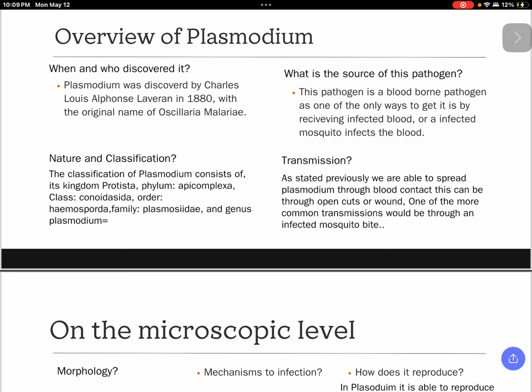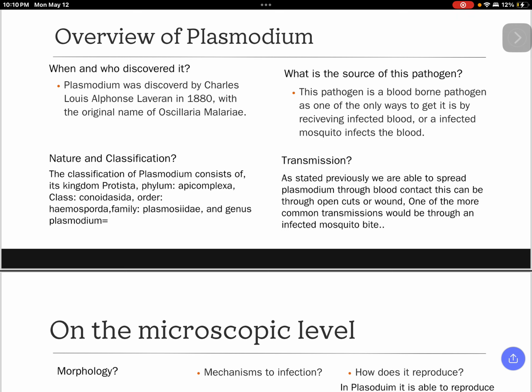The nature and classification. The classification of Plasmodium consists of its kingdom, Protista, phylum Apicomplexa, class Conoidasida, order Haemosporida, family Plasmodiidae, and genus Plasmodium.